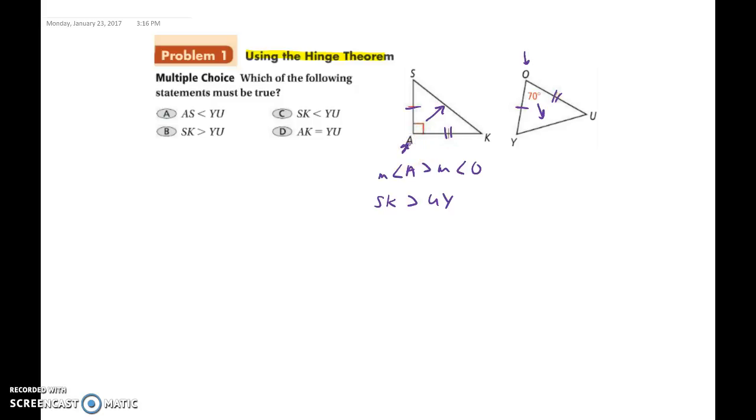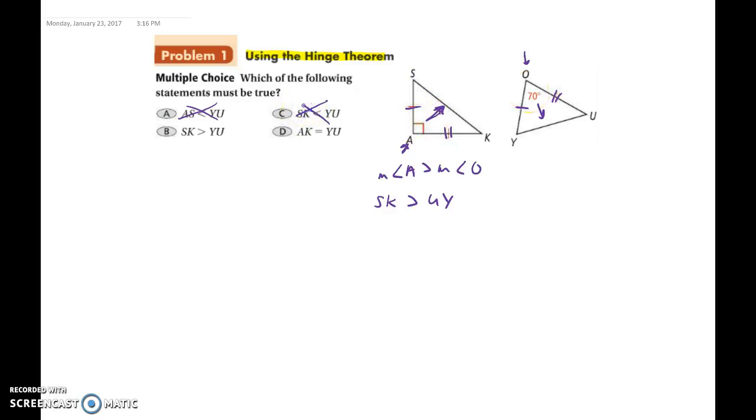Alright, so which of the statements must be true? Well, AS is less than YU. We can't say that's true. We don't have enough information for that. It could be less than, but we don't know. SK is less than YU. Well, we know that that is in fact false, because SK is across from 90 degrees, which is greater than 70 degrees.